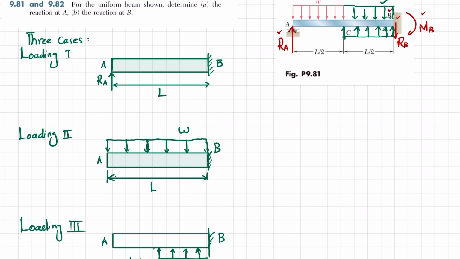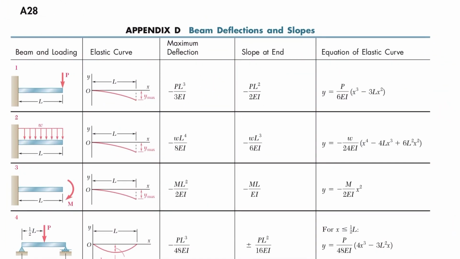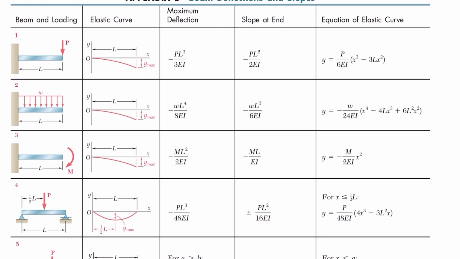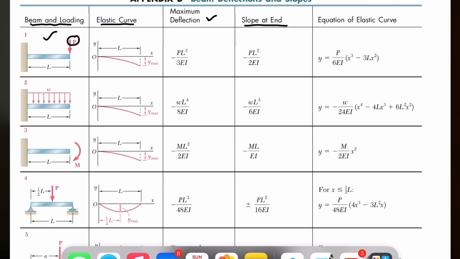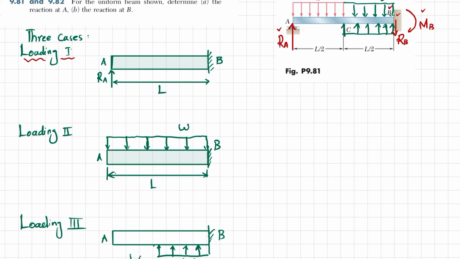You can see this is case 1, loading 1. If you go to Appendix D of your book, you can see the beam and loading, the elastic curve, the maximum deflection, and the slope at the end. In our first case, you can see a simply supported beam at one end given a load P. You can see here the load is upward. It is the same case with length L, and this is a cantilever beam.